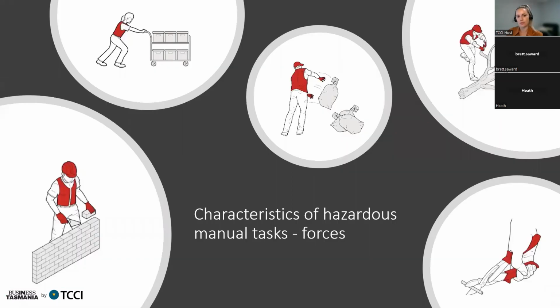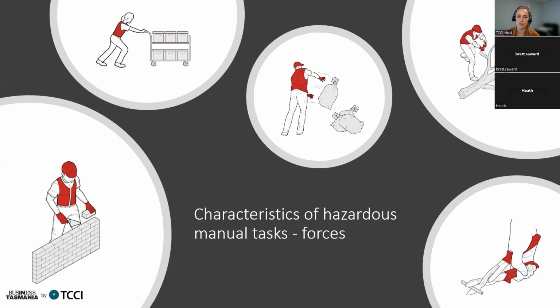Now, there's a lot of different characteristics of what a hazardous manual task can be. One of the biggest ones, or causal factors, are forces. We've got quite a few little cartoon examples here, but you've got a few different types of forces that you can be dealing with at work. One of the main ones is repetitive forces. Examples could be lifting and stacking goods on and off a pallet, repetitively pressing components with your thumbs, or flipping things on a conveyor to check them. That's all considered a repetitive force.